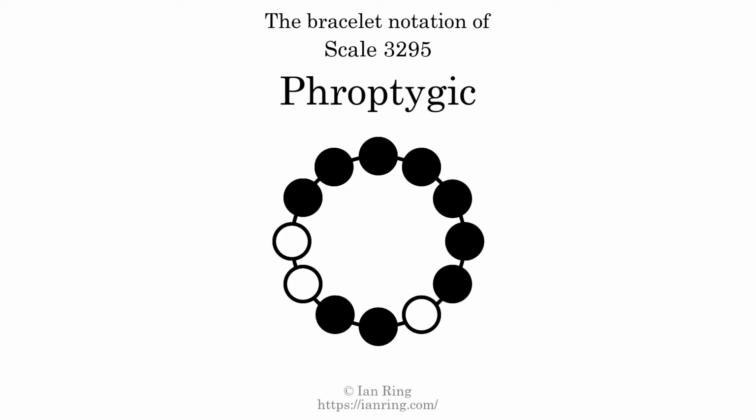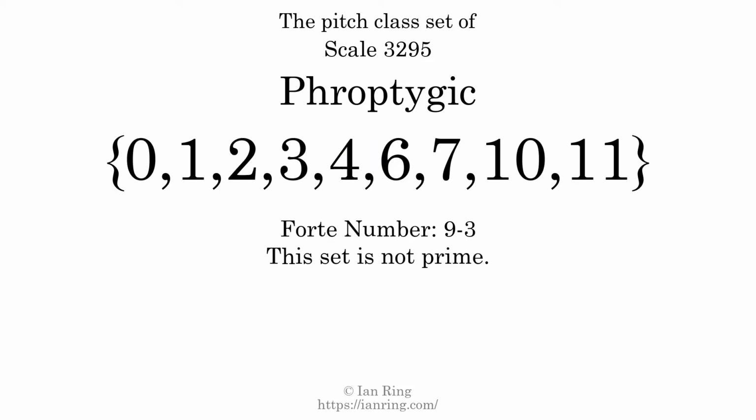This is a bracelet notation diagram of scale 3295. The shaded circles represent tones that appear in the scale, and they are read clockwise, starting at the top. The pitch class set for this scale is 0, 1, 2, 3, 4, 6, 7, 10, 11.